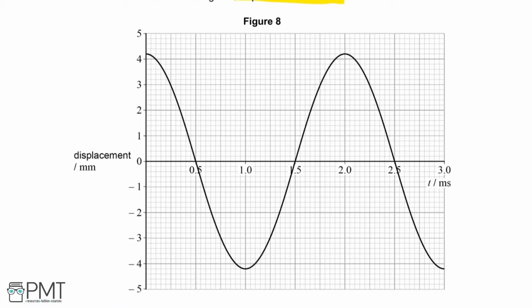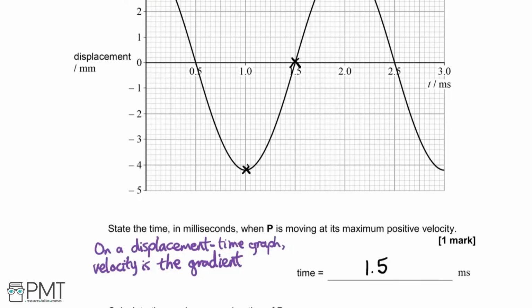So the only points on this graph where there is a positive velocity is between 1 millisecond and 2 milliseconds. The region between those 2 points is the only region where this curve is traveling upwards. And the steepest point is going to be at 1.5 milliseconds. So this is where the gradient is going to be the most positive, and this is where the velocity is going to be the highest. So we only need to state in this question. We don't need to provide an explanation or an analysis of the graph, so nice easy mark there.